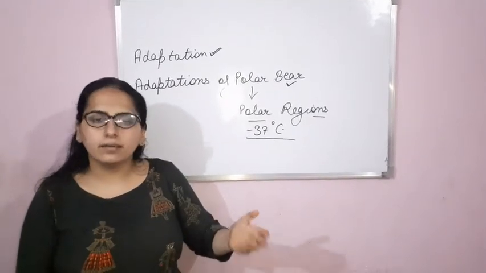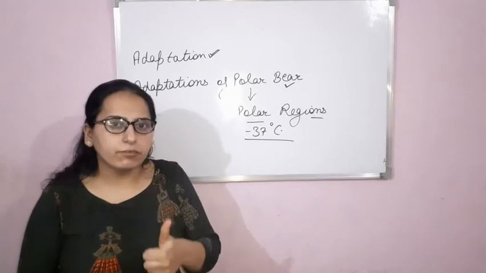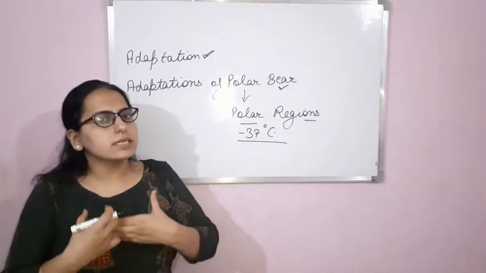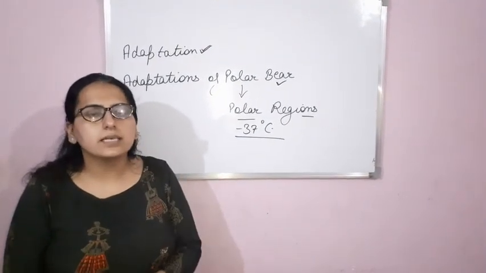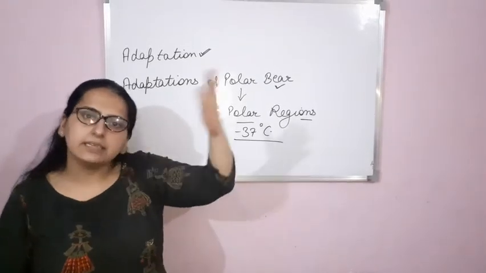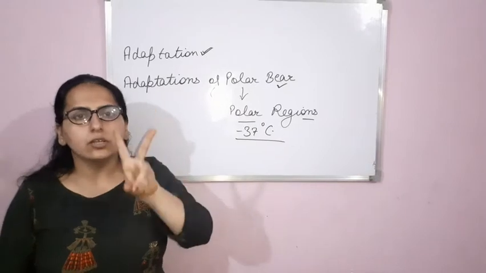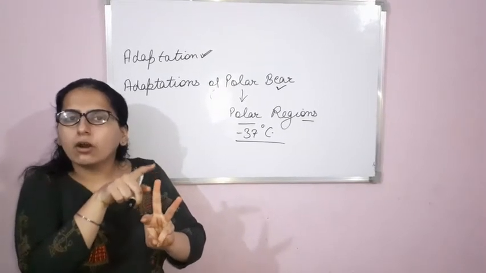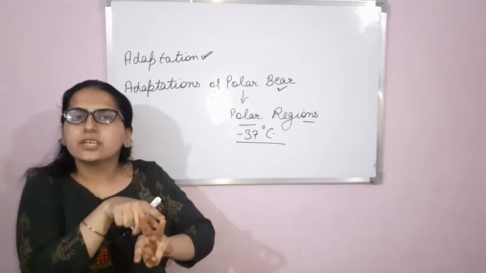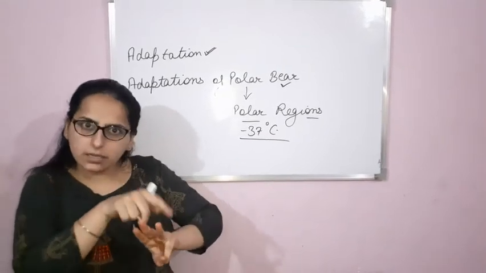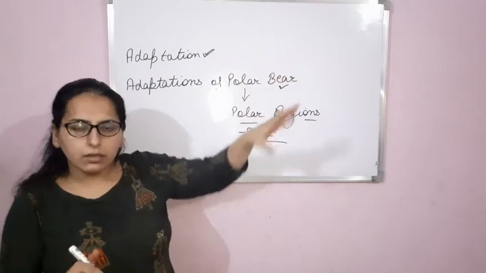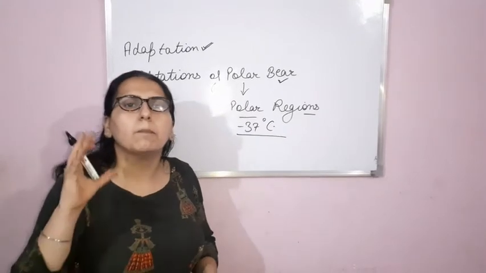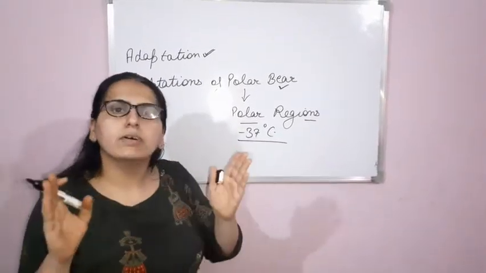Okay, this we had done. First, it has white fur. Second, it has a layer of fat under its skin. Third, besides that white fur, it also has two additional furs. So these three adaptations, white fur, layer of fat, and two additional furs, protect the polar bear from the cold environment, clear? Now today we will discuss adaptations of penguin.